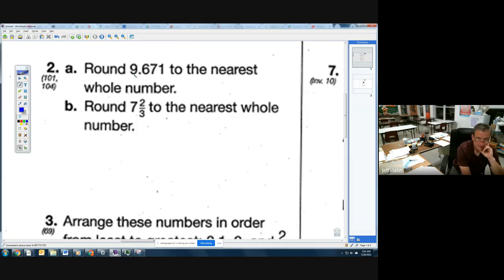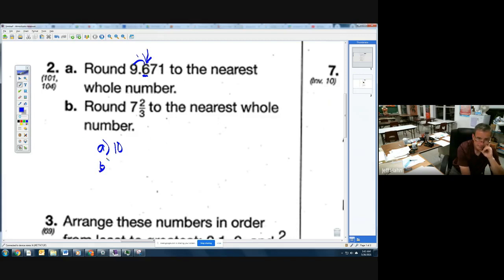Remember that if you're rounding to the whole number, there'll be no decimal at all. The only thing you need to focus on is the number that comes after the decimal. And since that is a 5 or greater, you're going to add 1. So the answer for letter A is simply going to be 10. No decimal, no zeros, no nothing.